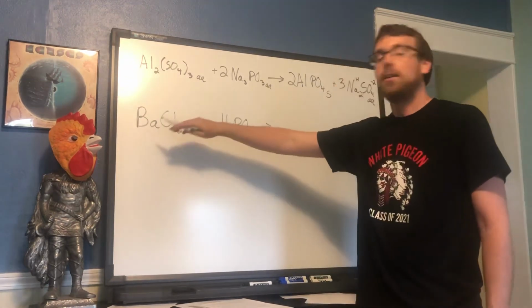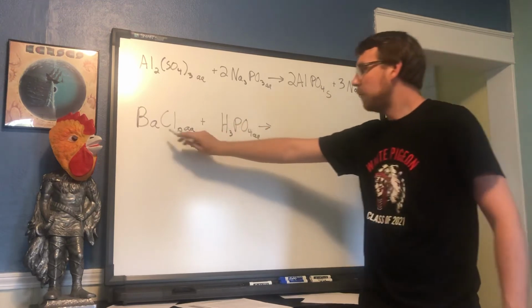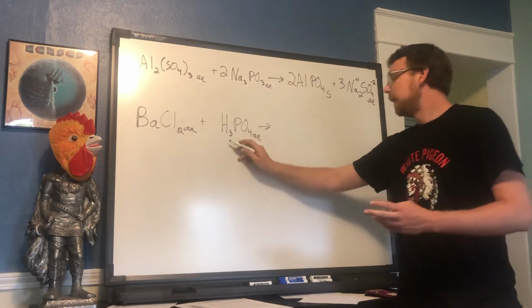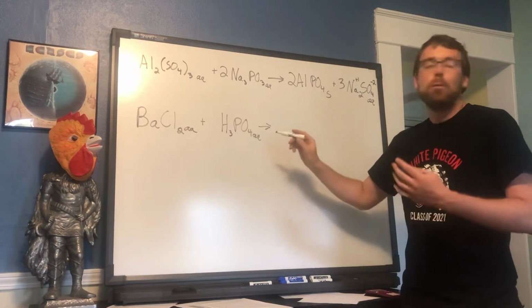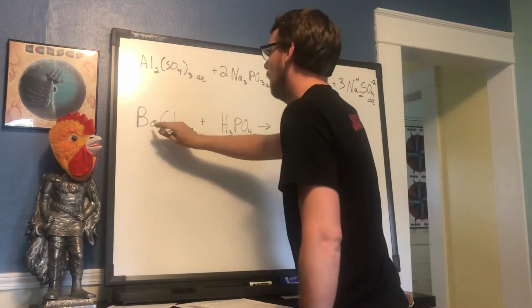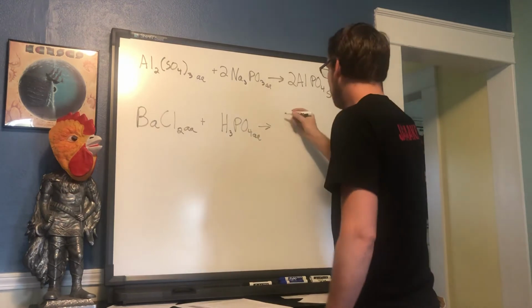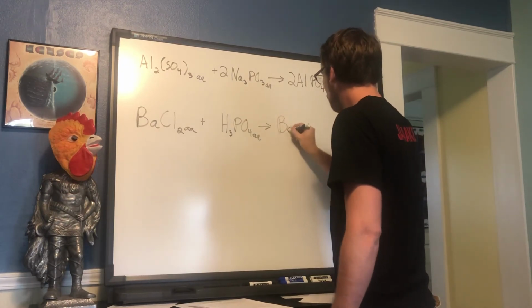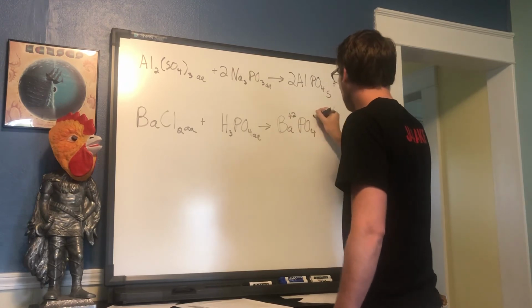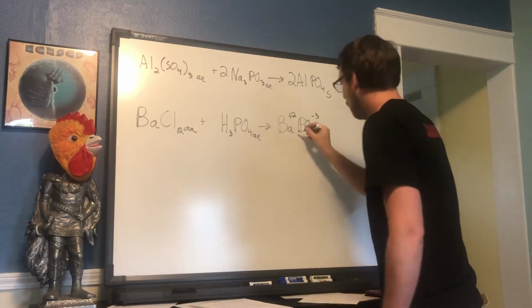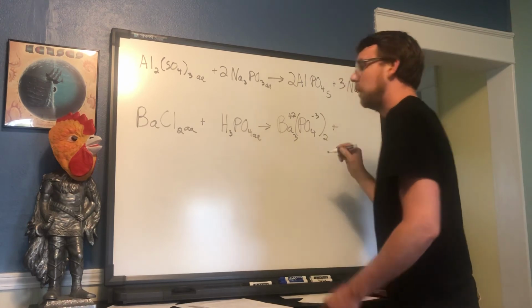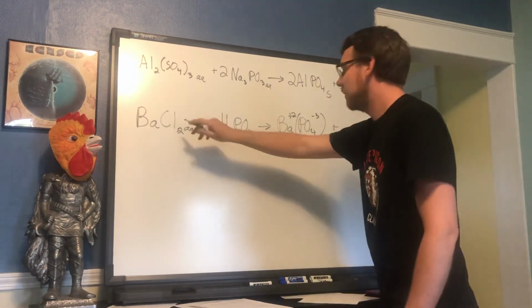Next, we have another double replacement reaction between barium chloride, which is in the aqueous state, it's dissolved in water, and then we have phosphoric acid, which is also dissolved into water. Now, the barium is going to end up with a phosphate, and we're going to have BaPO4. Barium has a +2 charge, phosphate has a -3. So we got to crisscross some stuff. And go 2, 3, and our other compound is going to be HCl.